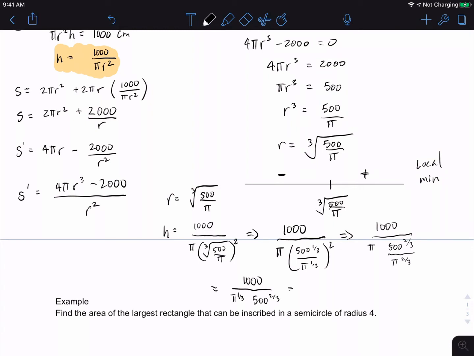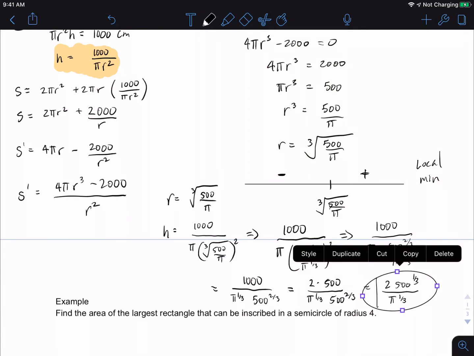And now I'm going to do some tricks. I'm going to go 2 times 500 over pi to the 1/3. And this is 500 to the 2/3. So that's going to give me 2 times 500 to the 1/3 power over pi to the 1/3 power. And that is my height.